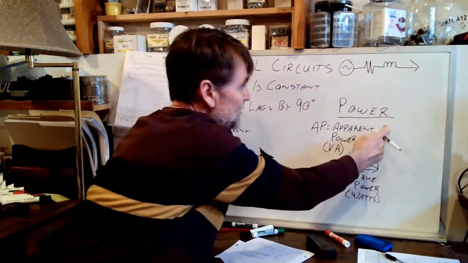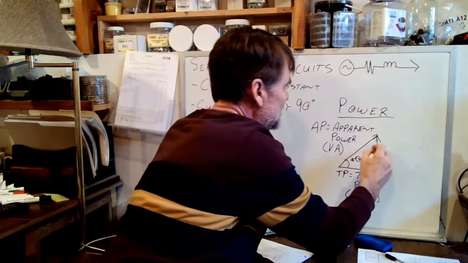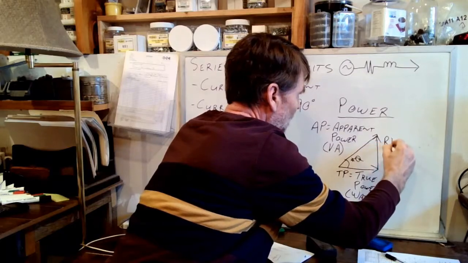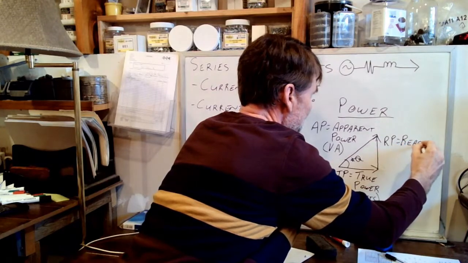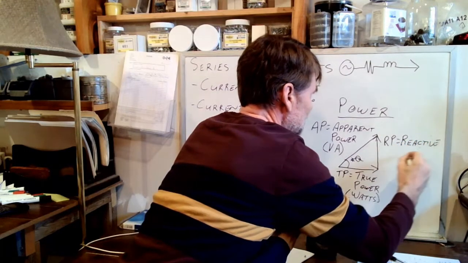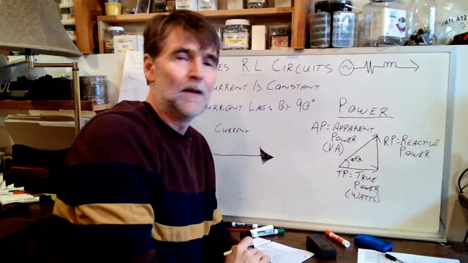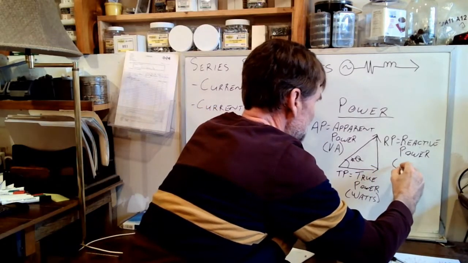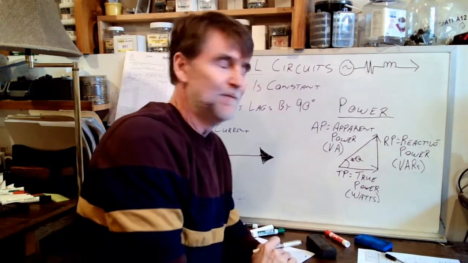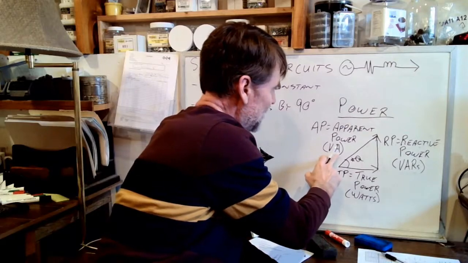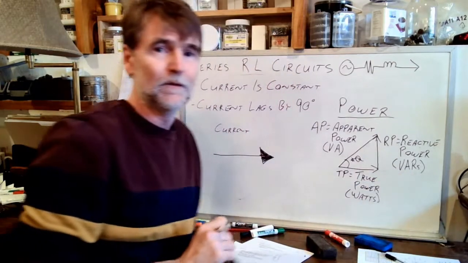Okay? Which leaves us with this part of the circuit over here. And this is kind of a weird one. Okay? This is what we call RP, which stands for reactive power. Okay? And reactive power uses the units VARs. And VARs stands for volts, amps, reactive. Okay, VARs, volt, amps, reactive.